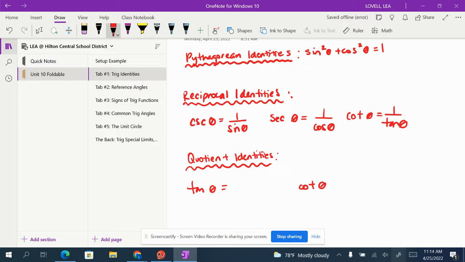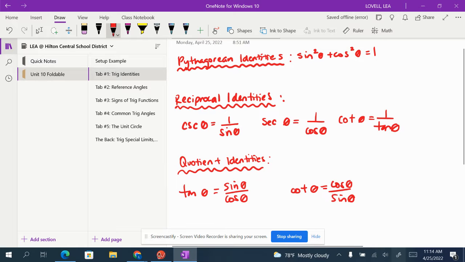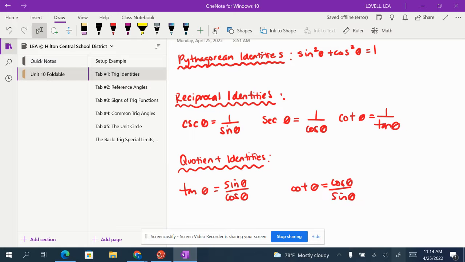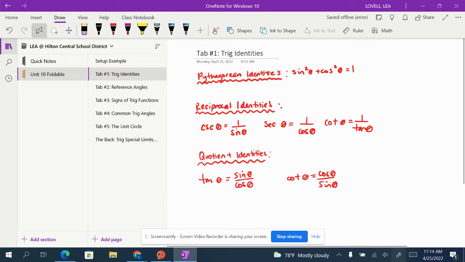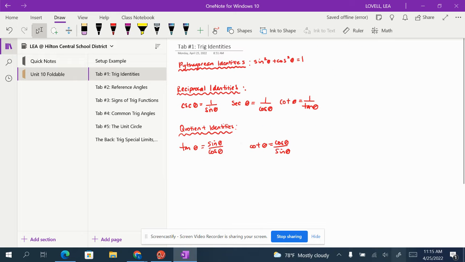So the tangent of theta can be rewritten as the sine of theta over the cosine of theta, and the cotangent of theta can be rewritten as the cosine of theta over the sine of theta. So back to the original Pythagorean identities, right? So I'm going to make this a little smaller.